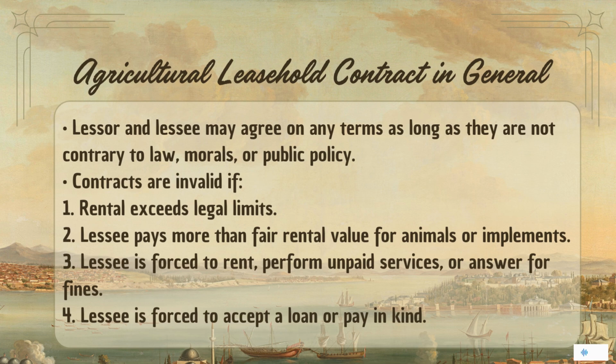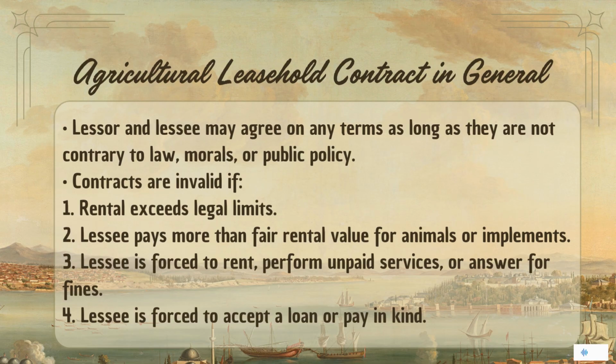Moving on, let's discuss the agricultural leasehold contract in general. The lessor and lessee can agree on any terms they like, as long as these are not against the law, morals, or public policy. However, the contract becomes invalid if it includes unfair conditions, such as rental fees that exceed legal limits, if the lessee pays more than the fair value for animals or equipment, if the lessee is forced to do unpaid work or pay fines, or if they are forced to take loans or pay in kind instead of money.